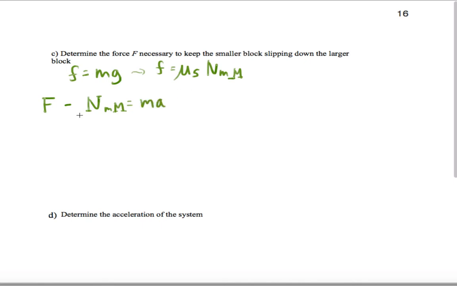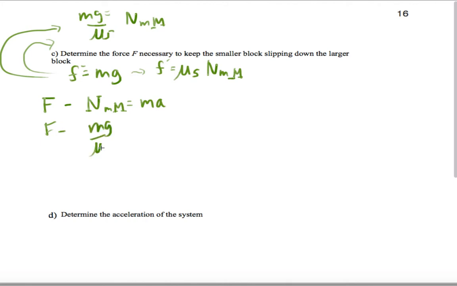Let's see if we can solve for F with just this information. I don't think we can, but let's just try. So putting these two equations together, I can set this one equal to that one, and I get that mg over mu s is actually equal to the normal force on little m due to big M. I can substitute in there, so I'm going to get F minus mg over mu s equals m times a. But I don't know what a is, so let's go to our second equation. I know that the normal on big M due to little m is equal to big M times a.